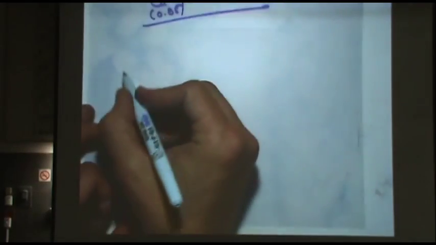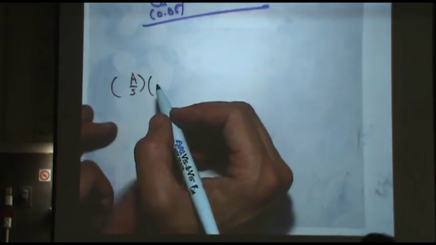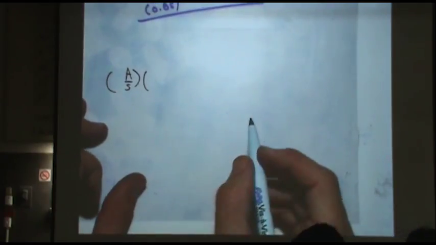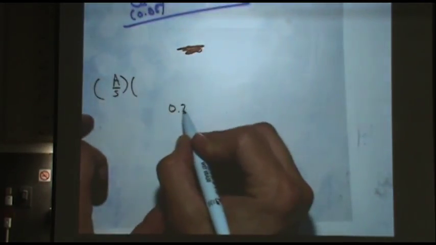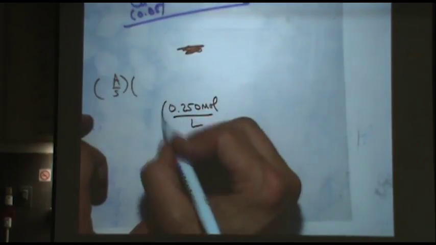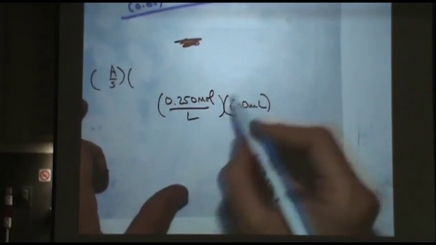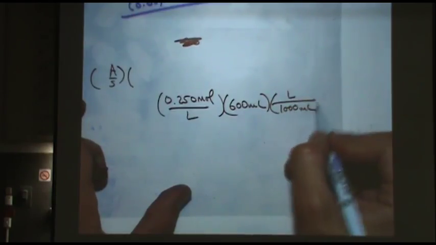Zoom out. Coulomb is amp per second. Usually you multiply this by the time, did they give the time? Oh, okay. Cool. Nice. Okay, let me write this out. 0.250 moles per liter. Let's go for the moles first and then go from there. Times 600 milliliters. You gotta go 1 liter per 1,000 milliliters.